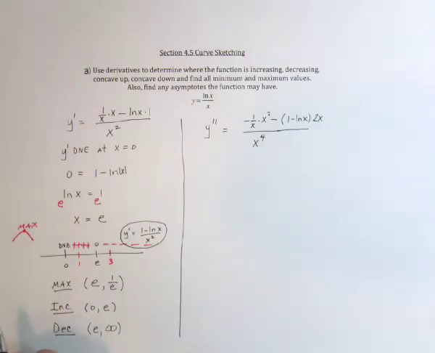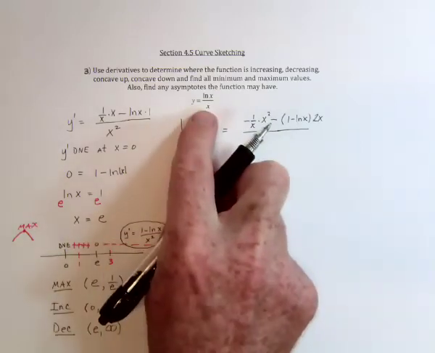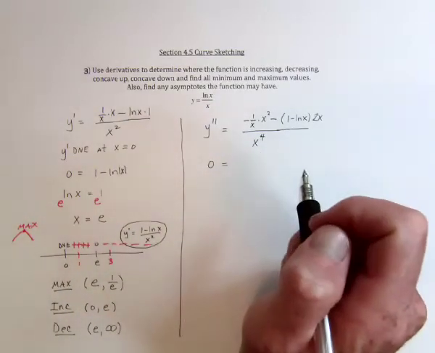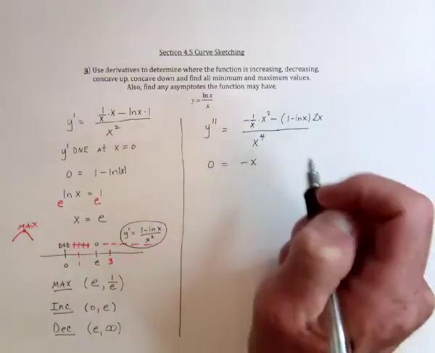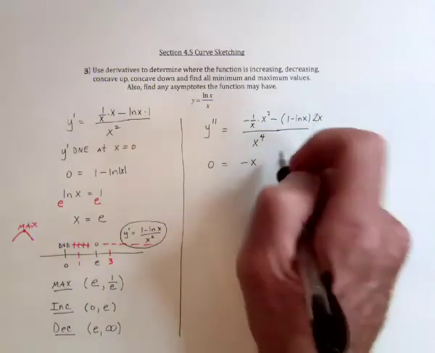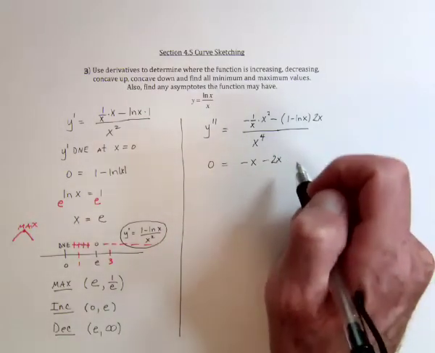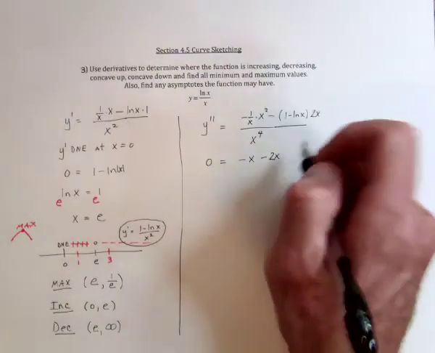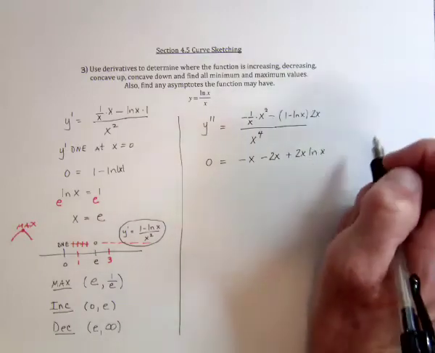So always check to see where it's undefined, which is at x equals 0, but we've already established the function doesn't even exist at x equals 0. Then find out where the second derivative equals 0. So this would be negative x. And then I should distribute this, so it's going to be negative 2x. And then negative and negative will make positive 2x times natural log of x.